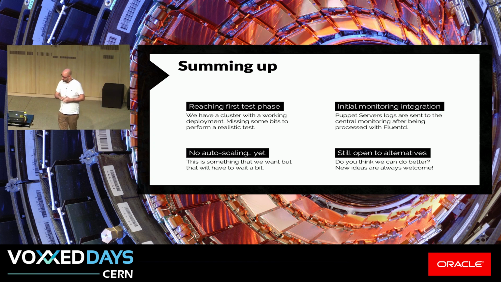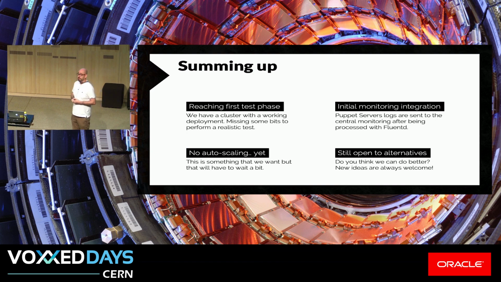So, just arriving to the end of the talk, summing up, we are actually working on this prototype and we are reaching the test phase. We know that the times are going to be better, but we still have to send real traffic. And for doing that, we are missing some bits that hopefully are going to arrive in the next weeks. We have an initial monitoring integration. So all the logs for the servers are currently being sent to the central monitoring after being processed by Fluentd. That is the tool that we use.